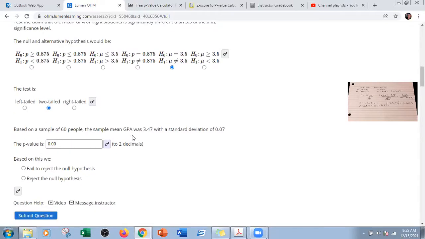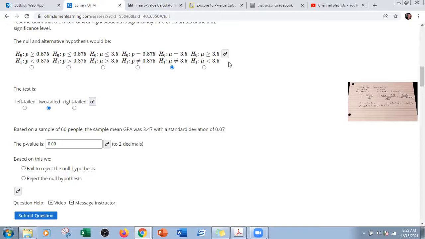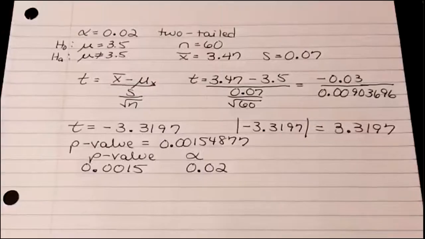When we make our decision, remember, we always compare the p-value with our alpha. Alpha in this case is 0.02. So we compare our p-value with our alpha. We can say that our p-value is 0.0015 and our alpha is 0.02. We see that our p-value is less.